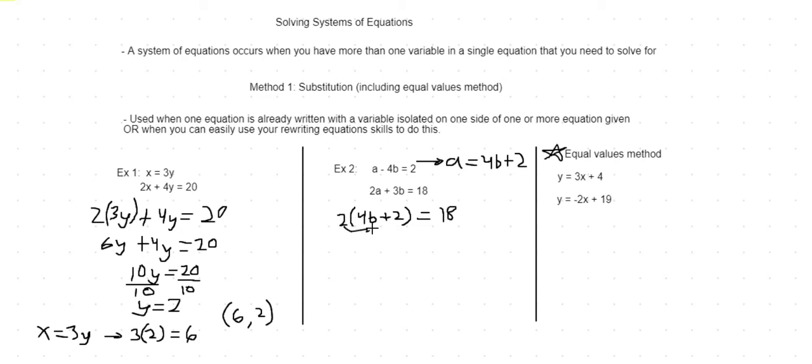I would distribute this. So 2 times 4b is 8b. And this is plus 3b. I forgot that. Don't forget what I just did there, because that was in the original equation too. See? It's plus 3b. So 2 times 4b is 8b. 2 times 2 is 4. And then we had the 3b from the original part of the equation. Equals 18.